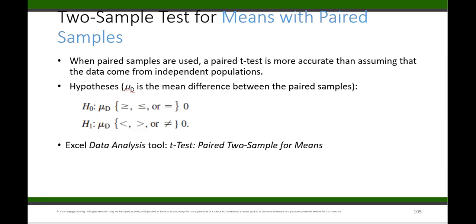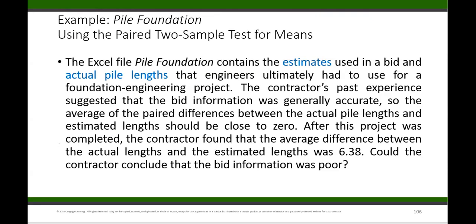So here we have one example. We have a foundation engineering type of project. The engineers here are estimating. They're bidding based on an estimate. They're doing the research and trying to come up with the best estimate that they can. And then they use this estimate to bid on the project.